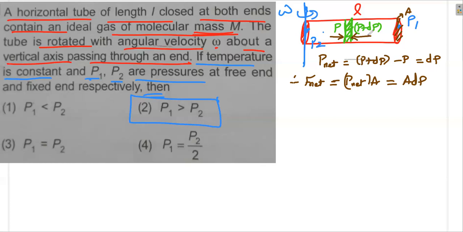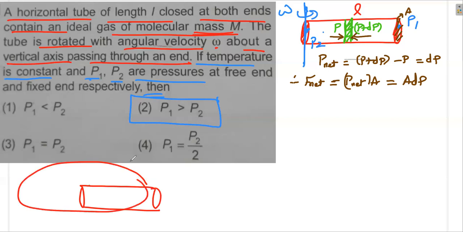I hope you understand. What does this net force help us do? Remember this green portion as the tube rotates. This is the tube, going in a circular path, and this green portion is also going in a circular path. Anything that goes in circular motion must be acted upon by a force equal to the centripetal force, and this force is the only thing providing the necessary centripetal force. There is nothing else in contact. So the pressure difference across this thin layer provides the necessary centripetal force. So F net must be equal to mv square by r. And what is r?